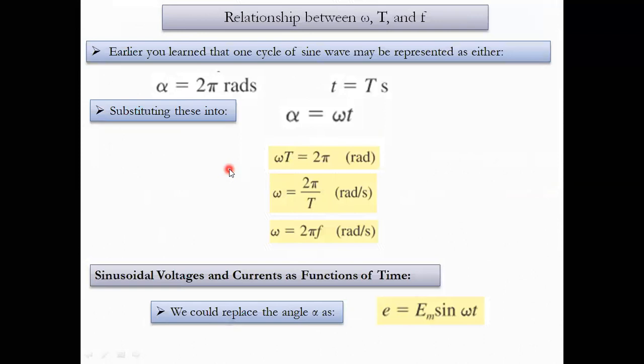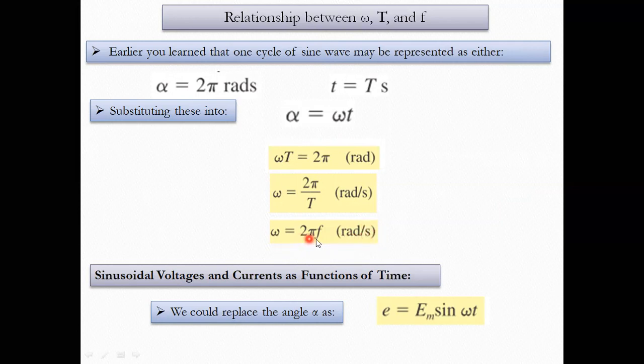Is there any relation between omega, T and f? Till now we learned frequency and time period, but there is another quantity, omega. Frequency is how many cycles are covered within a duration of 1 second. But omega is angular frequency. The name itself indicates angle: how much angle is covered within a duration of 1 second is angular frequency. The unit is radians per second.